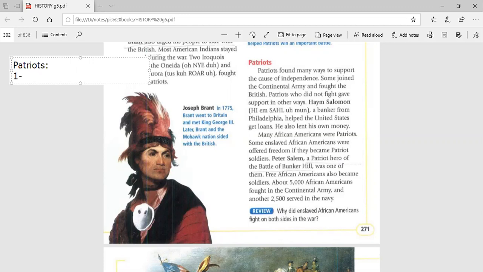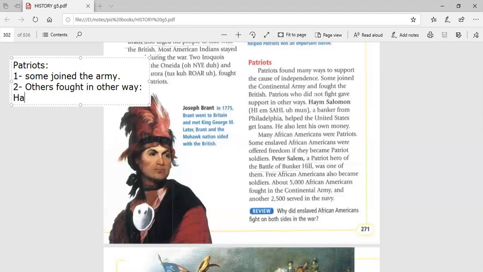Number one, I told you that some Patriots joined the army. Other patriots fought in other ways. How, Mrs. Mayada, did they fight in other ways? Like, for example, we have the very famous patriot. His name is Haym Salomon. Okay. What did he do?